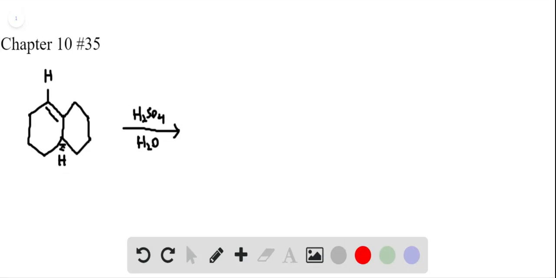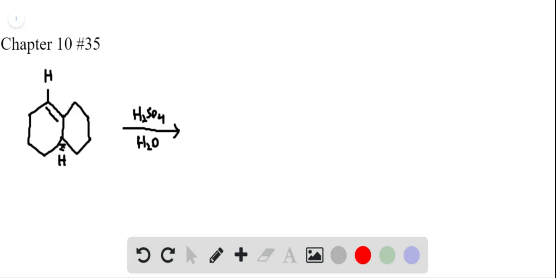This is the answer to Chapter 10, problem number 35 from the Smith Organic Chemistry textbook. This problem asks us to label the carbon-carbon double bond as E or Z, and then to draw the products, including stereoisomers, formed when this molecule is treated with water and sulfuric acid.